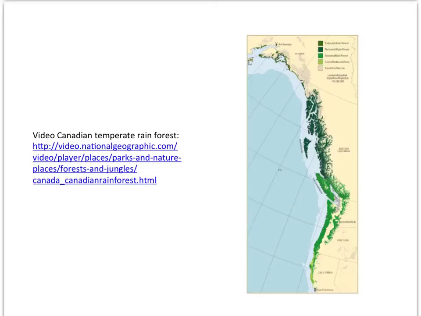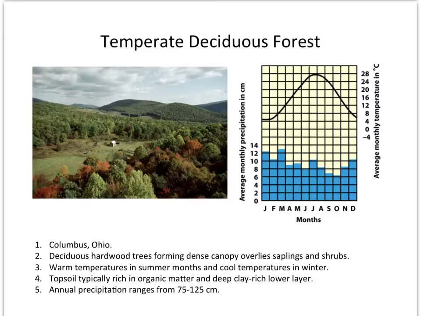So in Columbus, Ohio, we're sitting in a temperate deciduous forest right now. The dominating tree species outside are deciduous trees, meaning they lose their leaves in the fall and the winter, and these leaves grow back in the springtime. Oak and maple are the dominant trees, hardwood trees.